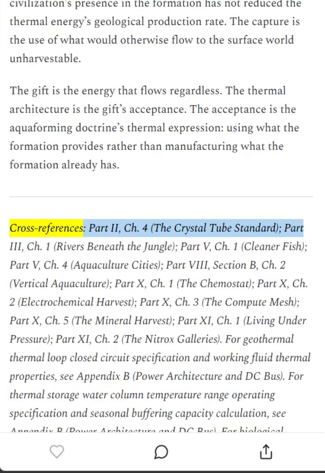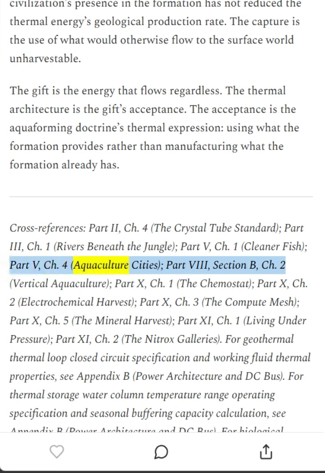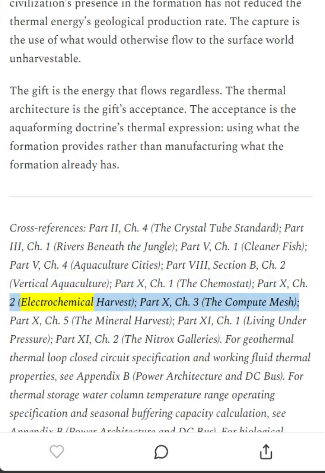Cross-references. Part 2, CH4, the Crystal Tube Standard. Part 3, CH1, Rivers Beneath the Jungle. Part 5, CH1, Cleaner Fish. Part 5, CH4, Aquaculture Cities. Part 8, Section B, CH2, Vertical Aquaculture. Part 10, CH1, the Chemostat. Part 10, CH2, Electrochemical Harvest.